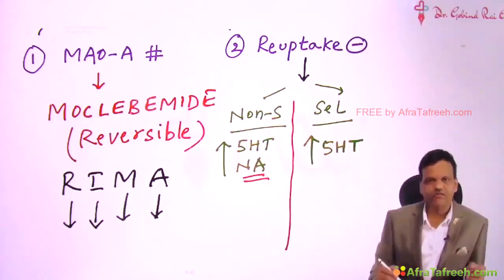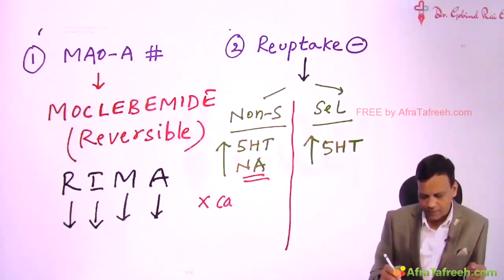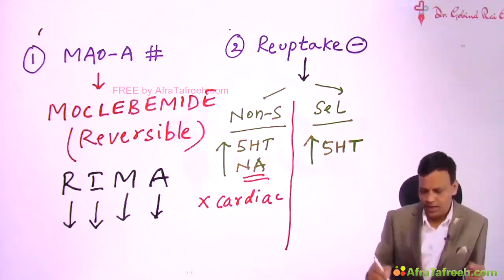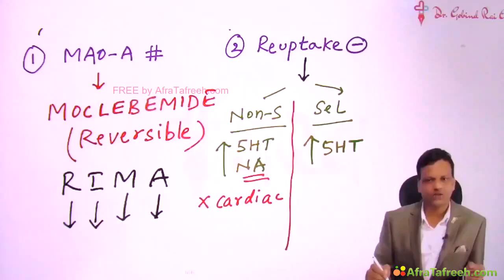So this drug will worsen the cardiac patient. So a non-selective drug is avoided in cardiac patients, like hypertension, angina can be worsened by these drugs. On the other hand, selective drugs do not increase noradrenaline. So there will be no problem in cardiac patients, so it is safe.